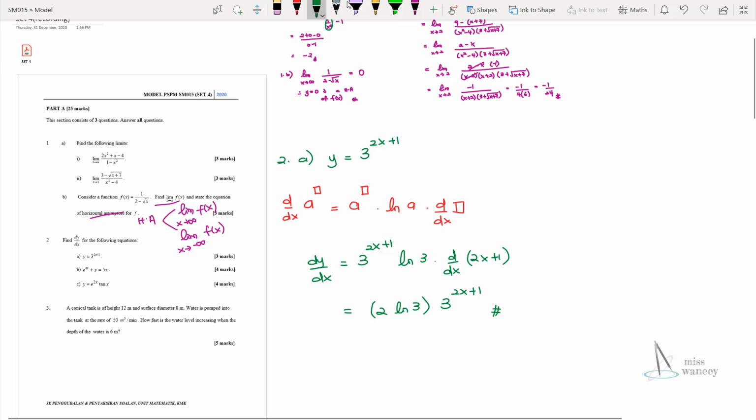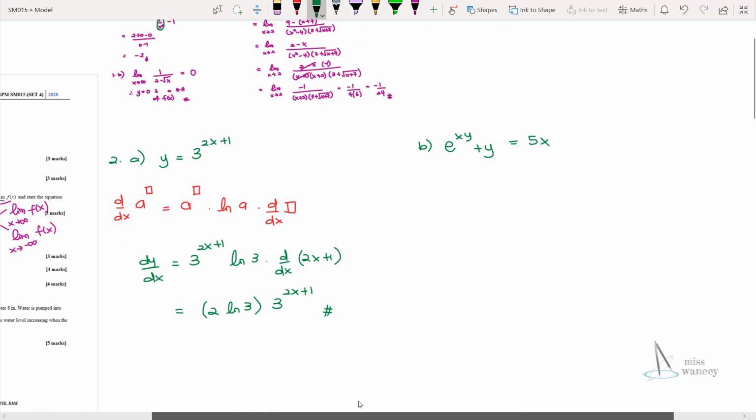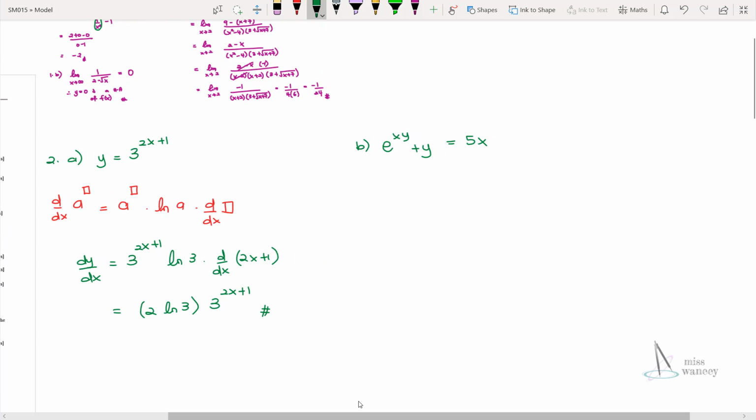So let me proceed to b. We have e to the power of xy plus y equal to 5x. Okay, so basically, let me differentiate this first, one by one. Differentiating this, I'm going to use the same formula like what we have.